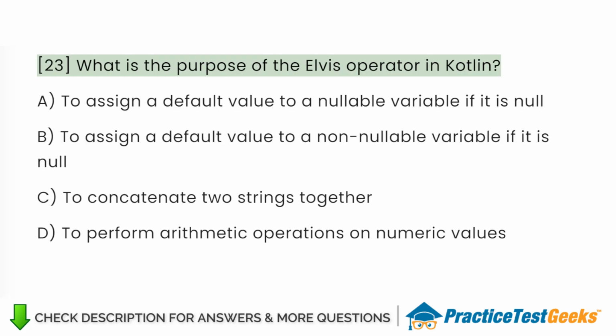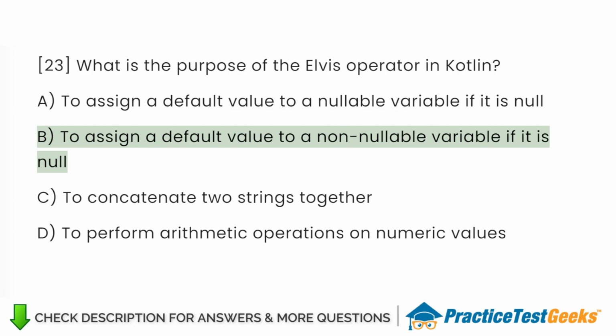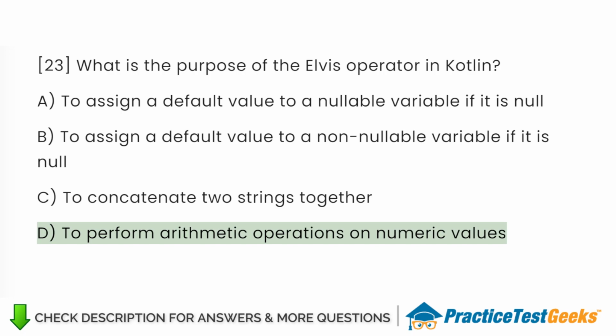What is the purpose of the Elvis operator in Kotlin? A. To assign a default value to a nullable variable if it is null. B. To assign a default value to a non-nullable variable if it is null. C. To concatenate two strings together. D. To perform arithmetic operations on numeric values.